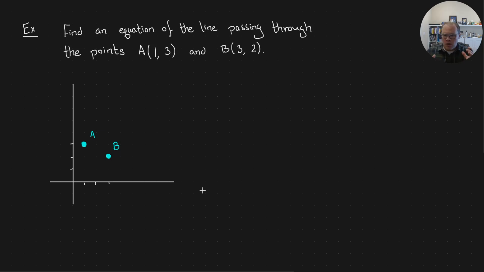Okay. So if I want to find the equation of a line passing through these 2 points, and I'm going to use the vector form of an equation, that's what we're learning, of course, right? I need a point on the line and a vector parallel to the line. Point on the line, vector parallel to the line.